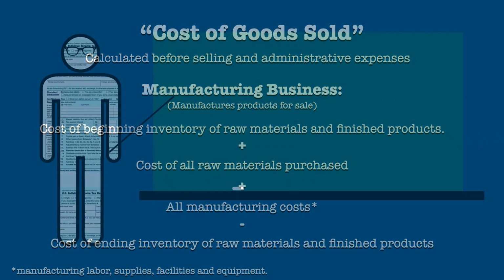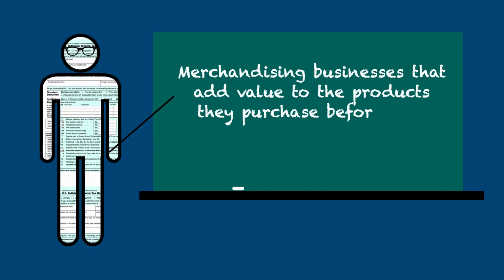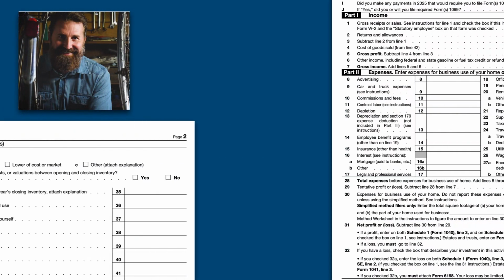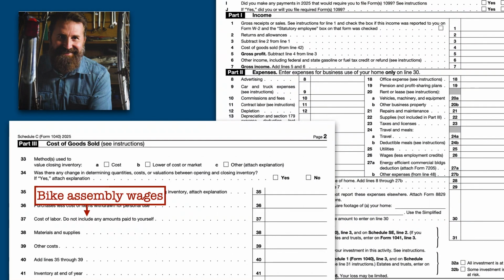Since computing cost of goods sold for a manufacturing business is a complex matter, for now we'll stick with merchandising businesses. But merchandising businesses that add value to the products they purchase before they sell them can also have manufacturing costs. In a previous video, I gave the example of a bicycle shop. The cost of labor to assemble the bicycles is part of cost of goods sold, and all other wages are selling or administrative expenses.